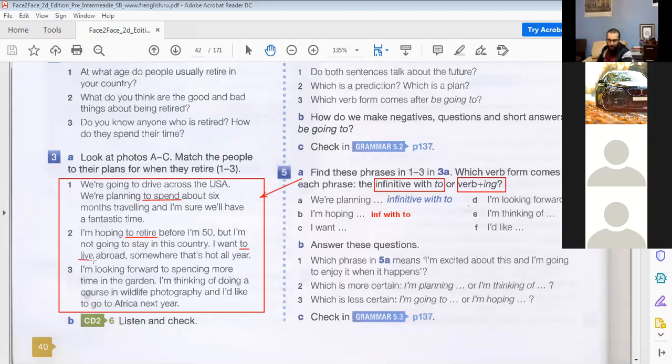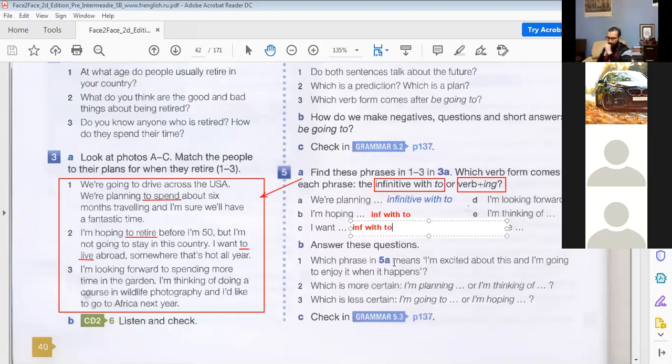Do we have I want to go? I think we... No, we don't. Live abroad. Yeah, I want to live. So this means the same thing. Infinitive with to. What about the next phrase?